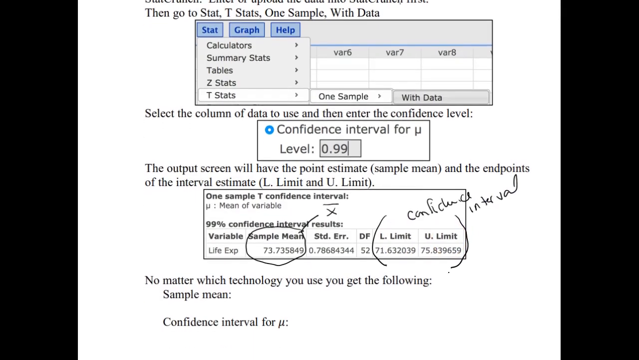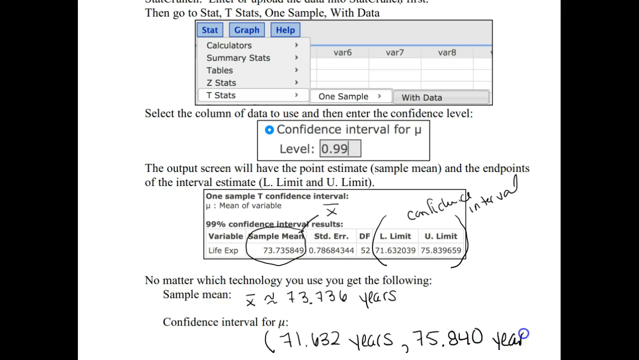So no matter which technology we use, we're going to get the following. So for our point estimate, the value of x bar, if we round that off, is about 73.736 years. And the confidence interval for mu runs from 71.632 years to 75.840 years.